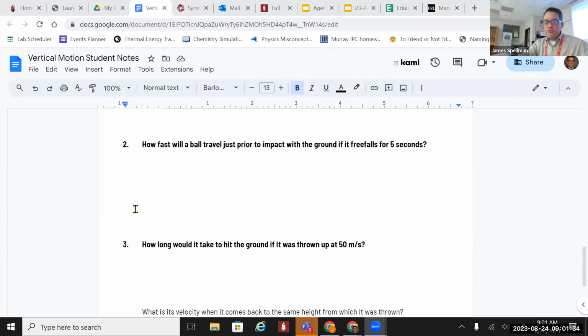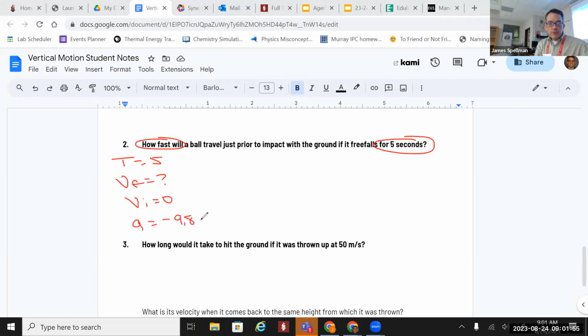All right, number 2 is asking about how fast something will go if it's falling. So again, let's look at what we got. We got a time, which is 5. We're looking for how fast, so we're looking for a final velocity. If it's dropped, its initial velocity is 0, and it's falling with acceleration, so negative 9.8 meters per second squared.